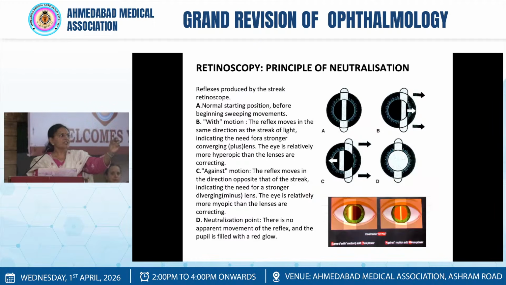You just have a point of focus and move the lens, whether it is with the movement or against the movement. When it is a cylindrical lens, you might see a wavy margin against the door, right? So you have to differentiate between convex, concave and cylindrical lenses.